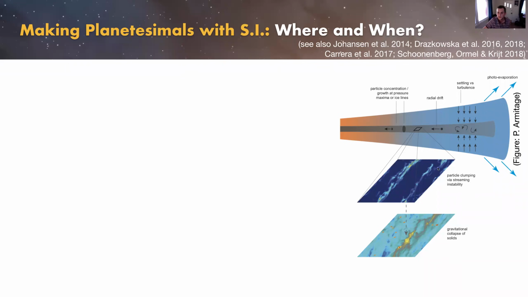So the idea is that in a particular region of the disk, you have an elevated pebble concentration or pebble abundance, and the feedback onto the gas then triggers this strong clumping, which allows you to gravitationally collapse pebble clouds directly into planetesimals. But the big unknown here is where and when in the disk can this actually work?